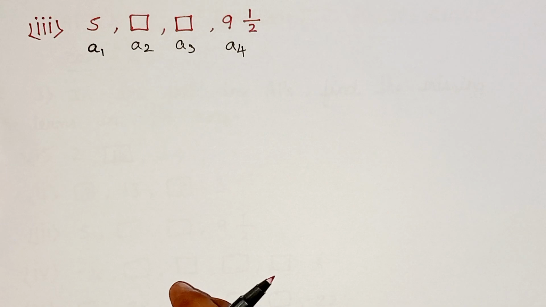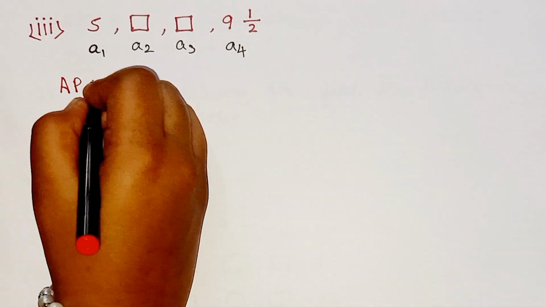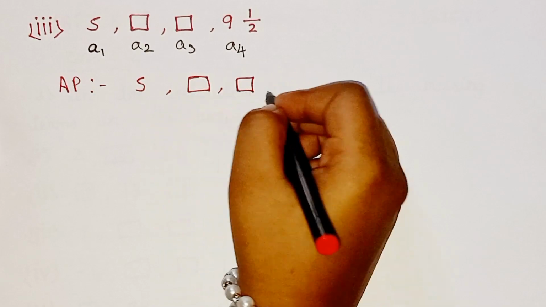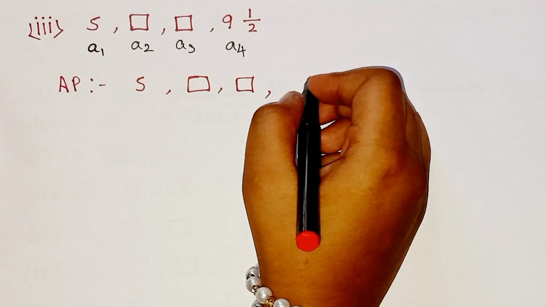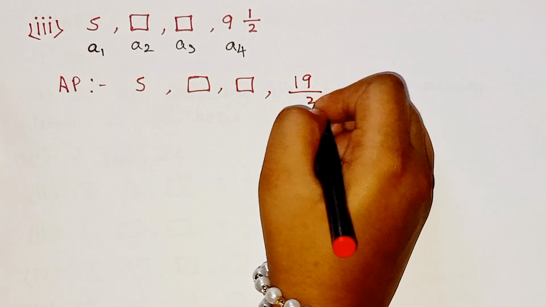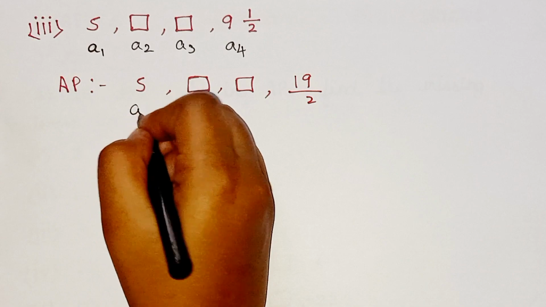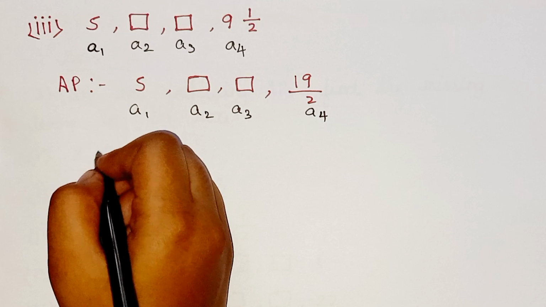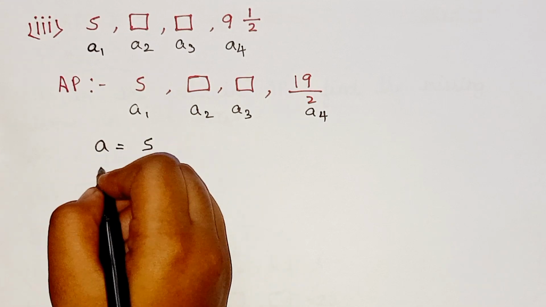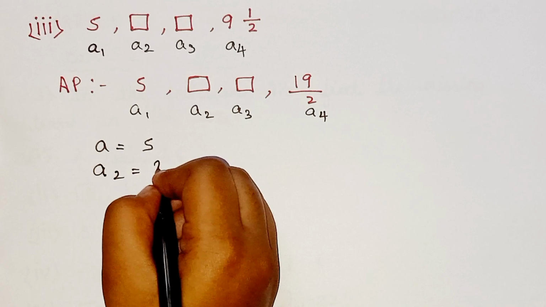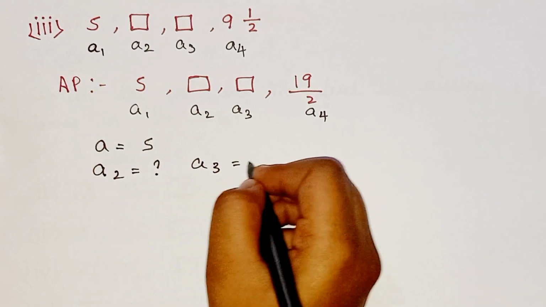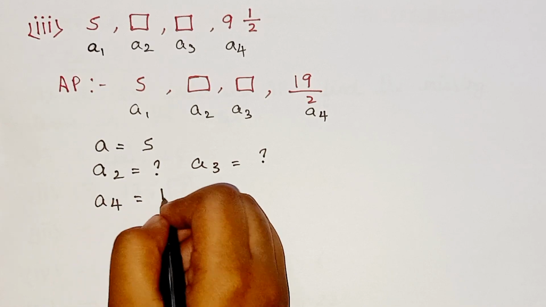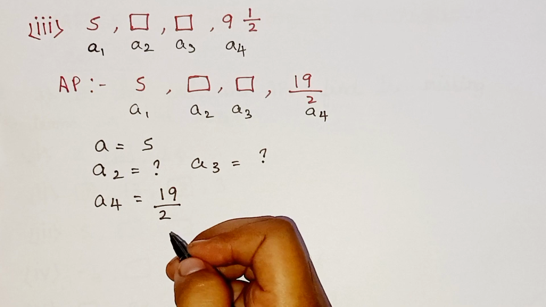Okay, alright, so now we can write the AP, that is 5, box, box, and here we can write it as the proper fraction, that is 19 divided by 2. Alright, so this is our a1 value, a2 value, a3 value, a4 value. Okay, so here we know the a1 value, that is 5, and we don't know the a2 value, it's a question mark, and we don't know the a3 value, that is also a question mark. And what about the a4 value? So we know the a4 value, that is 19 divided by 2.